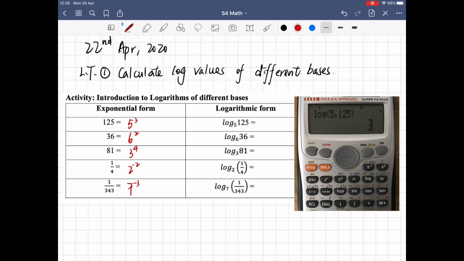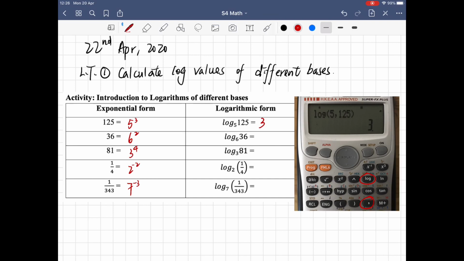So now, please take a look at the right hand side of the table, and I'm going to talk about how we can use our calculator to calculate the log values of different bases. Okay, so now I will take log 125 base 5 as an example. And at the same time, please help me to take out your calculator. So in your calculator, please input log and then 5, comma 125, and then close the bracket and then execute, and you will get the answer 3.